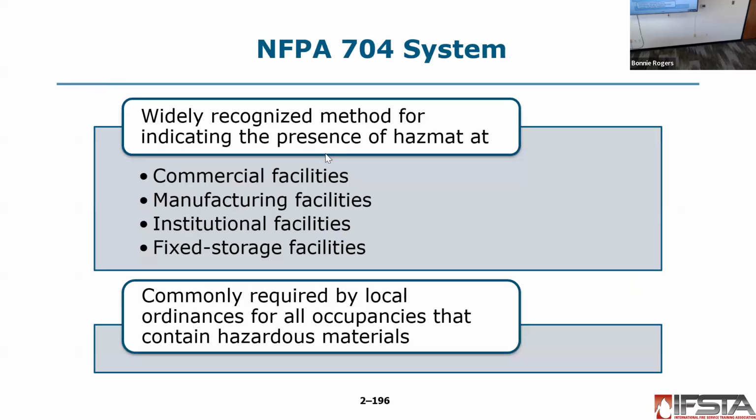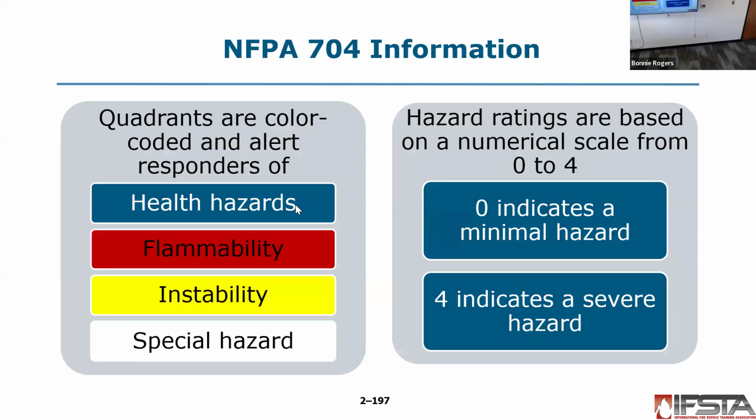The NFPA 704 system. Okay, here we go. This we're gonna see on a fixed facility. You can see it on a propane tank, you can see it on a 55-gallon drum. Things that aren't used for transportation. So we look at it, there are 4 quadrants in it.